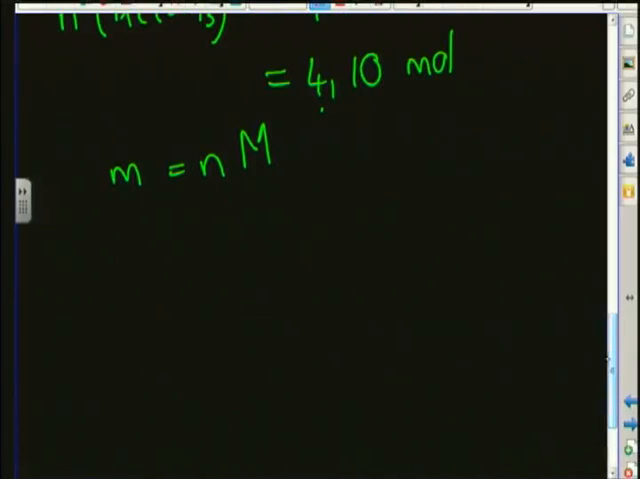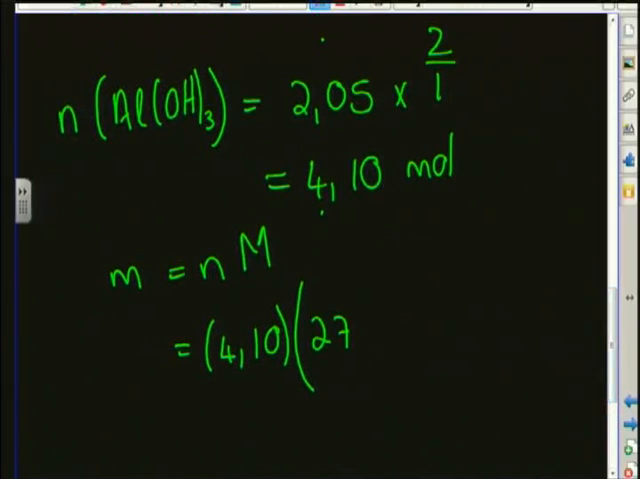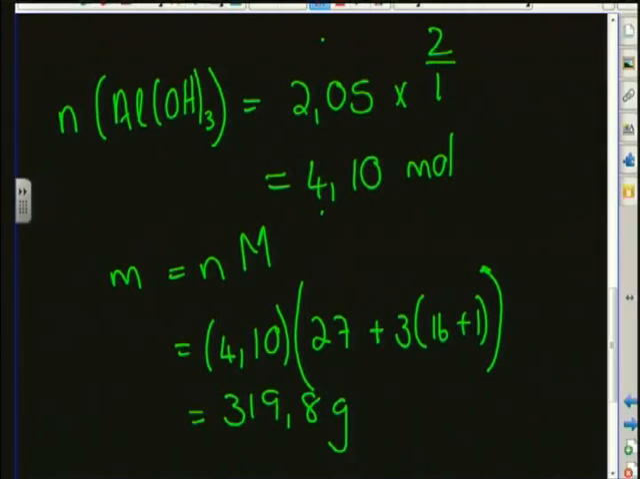Okay, so number of moles is 4,10. Molar mass, so I'm going to show you again, aluminium is 27 plus 3 times 16 plus 1, so it's 3 times 17. Okay, 27 plus 3 times 17 gives you 78, all right? And we get 319,8 grams. It is significantly smaller. Molar mass is significantly smaller. Okay, so it's what we expected. Do not get too worried about that, okay? It is what we expected.